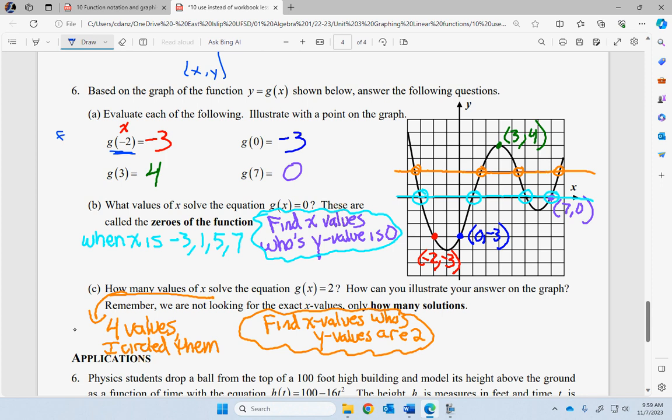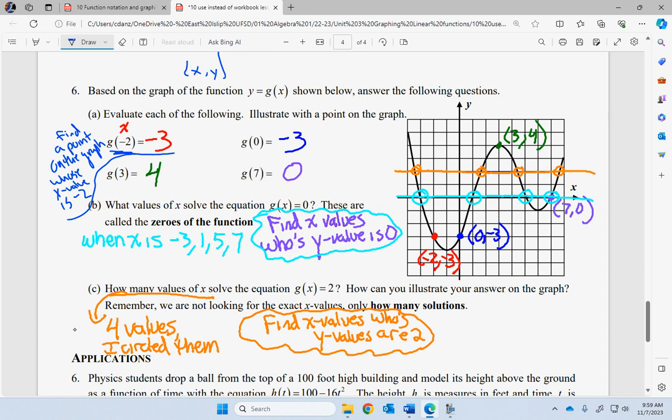Really, they're asking me to find a point on the graph whose x value is negative 2. And then I just have to state the y value. So that's what I have to do for part A, the first part, g of negative 2. Find a point on the graph whose x value is negative 2. So I go to negative 2.